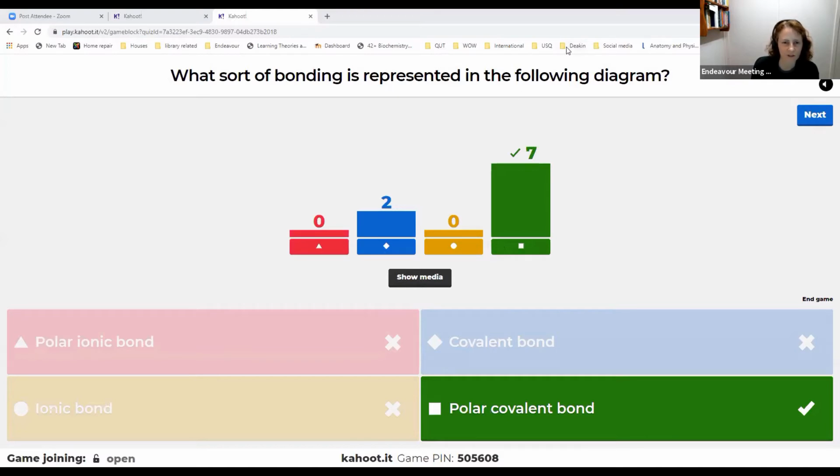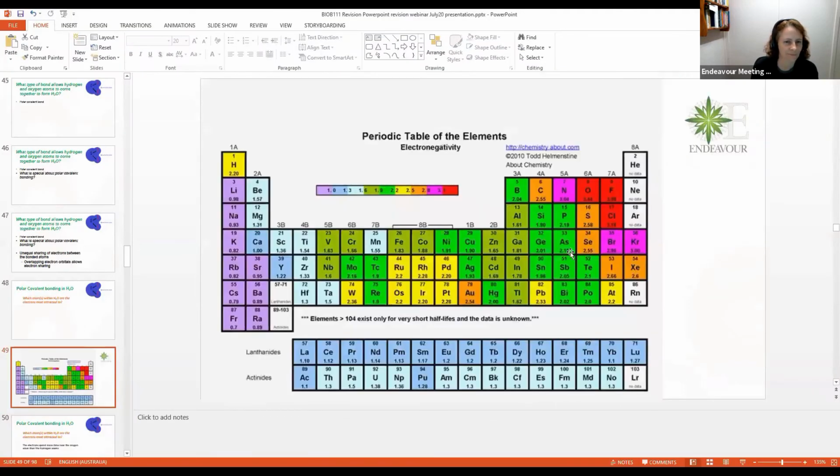I'm just going to go to the PowerPoint again. Okay, so this periodic table is special. It actually shows the electronegativity of the atoms. And so you can see, if you look on the scale, the most electronegative atoms are shown up in red, and the decreasing colour down to the purple shows ones that are the least electronegative.